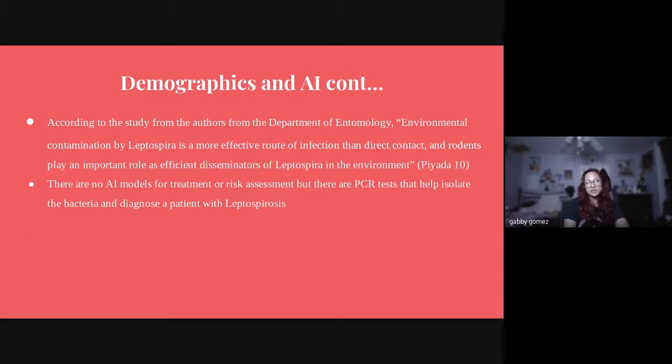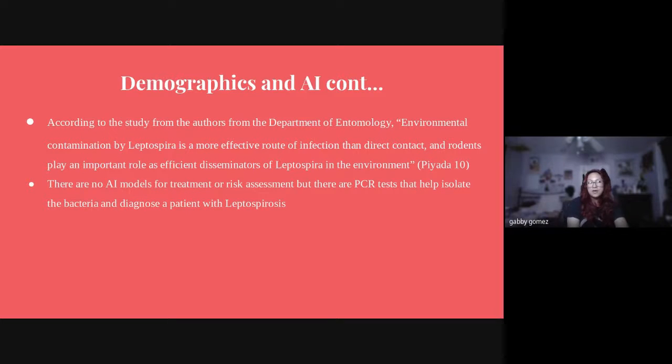According to a study from the authors of the Department of Entomology, they state, "Environmental contamination by Leptospira is the most effective route of infection than direct contact, and rodents play an important role as efficient disseminators of Leptospira in the environment."